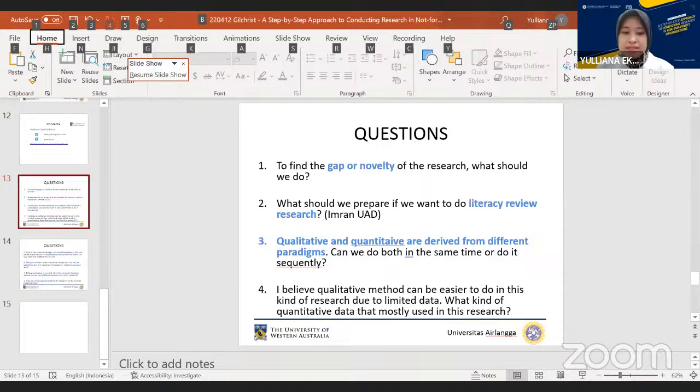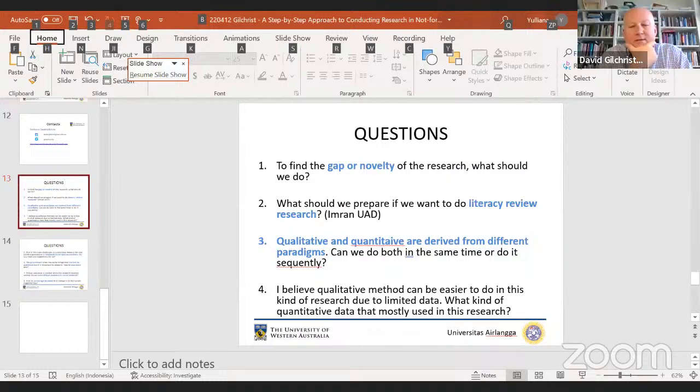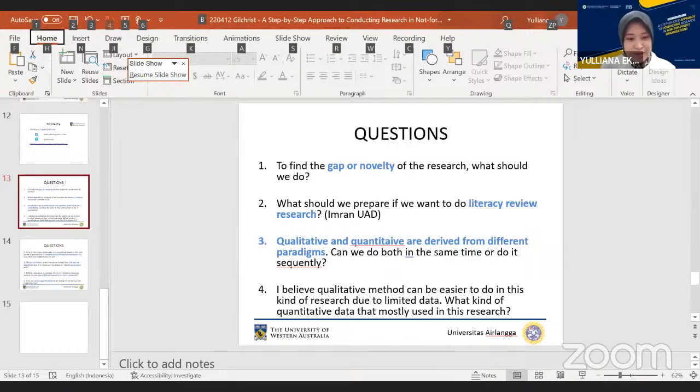What kind of quantitative data is mostly used in this research? Say that again, I'm sorry, I didn't understand the question. Okay, also a little bit confused. I believe the qualitative method can be easier to do in this kind of research due to limited data. What kind of quantitative data is mostly used in this research?